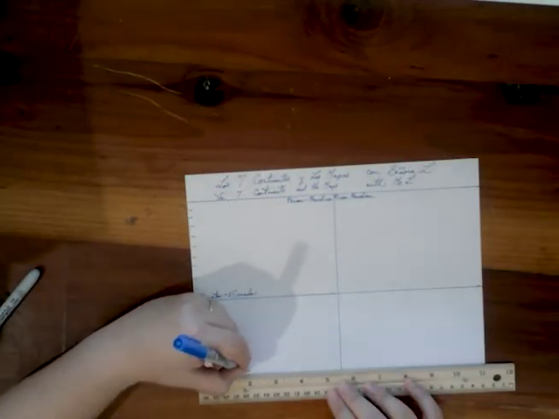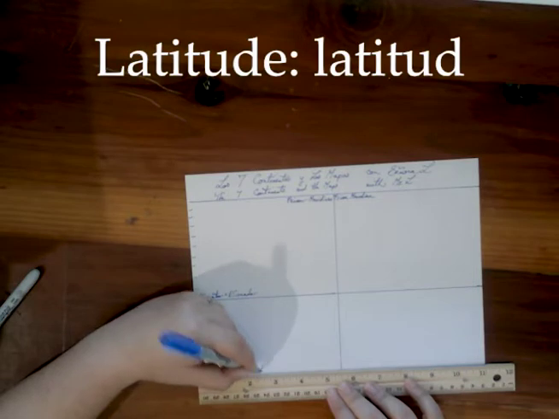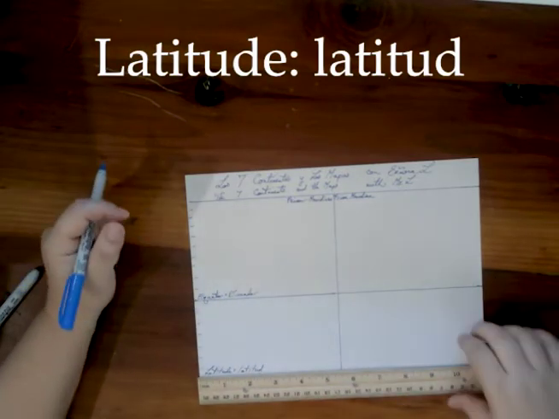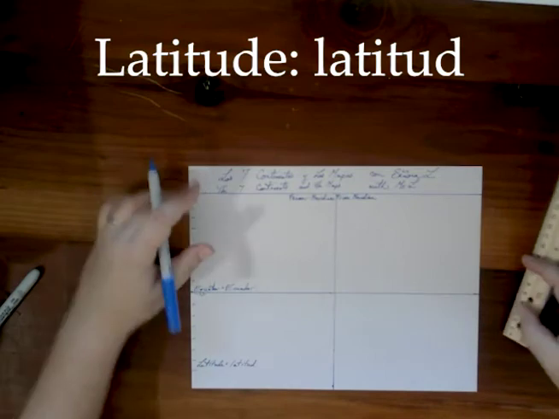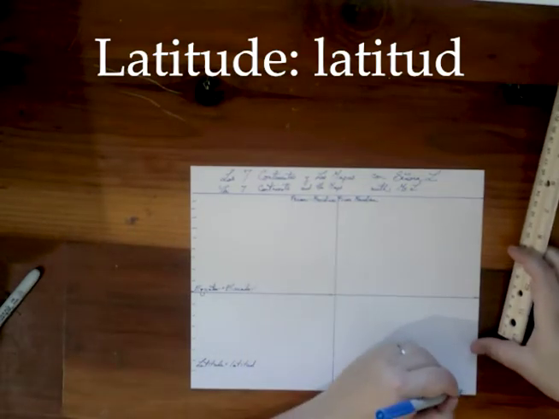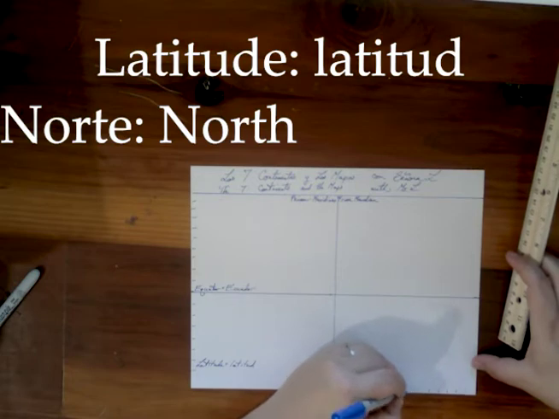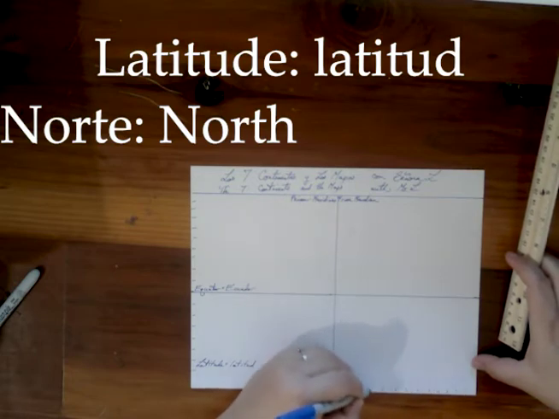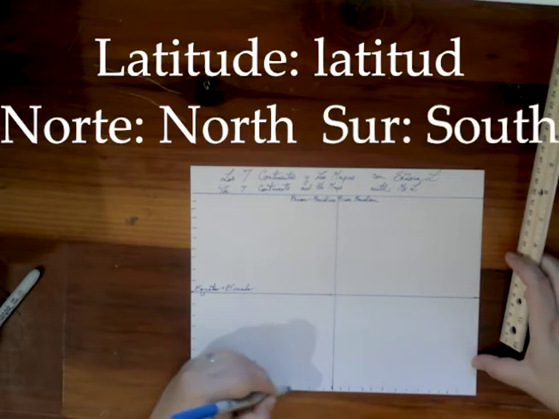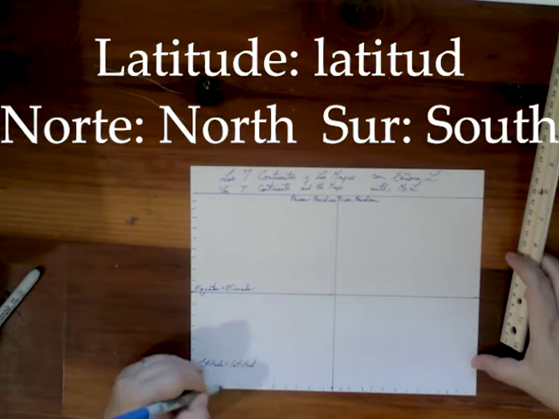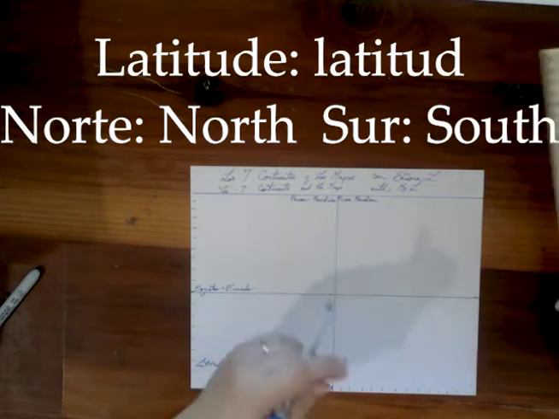Now, the lines of latitude are determined in a 90-degree scale. Equator being 0 degrees, 90 degrees norte, or north, would be to the North Pole, and 90 degrees south, or al sur, would be to the South Pole. So norte being north, sur or south.